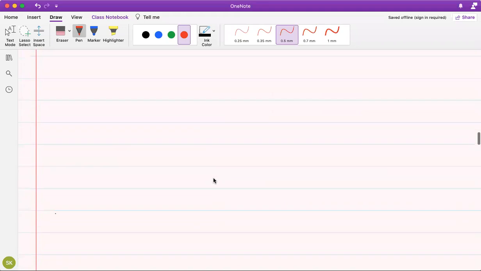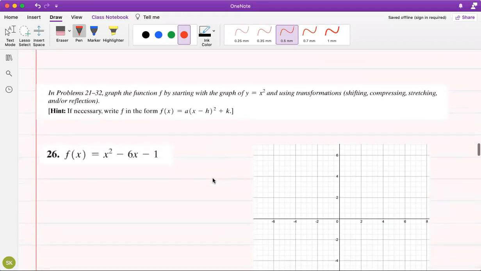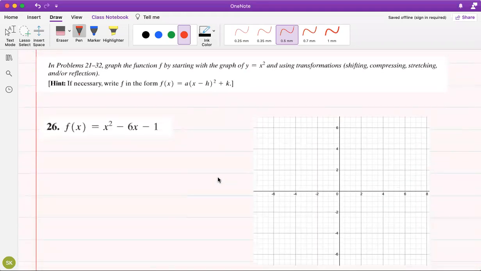Okay, now we're going to look at some problems from the homework. Now you have some problems that are very similar, but these are from the book, and I think I gave you odd problems, and these are some of the even problems. So it says in these problems, graph the function f by starting with the graph of y equals x squared, and using transformations, graph this function. So if necessary, write f in this form, because this form is very helpful in graphing.